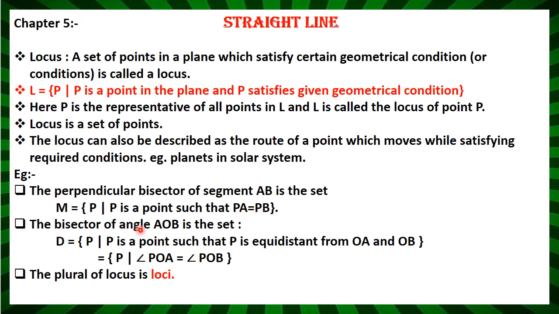Now the bisector of angle AOB is the set of all points P such that P is equidistant from OA and OB. Therefore, we will get the set of all points P such that angle POA is equal to angle POB. That is, the bisector of the angle divides the angle AOB into two equal angles. So we can define these in two ways. Now, the plural form, I have already told, is loci.